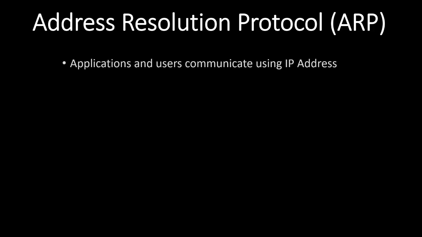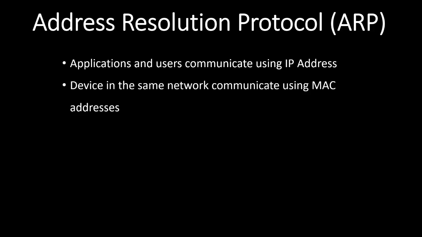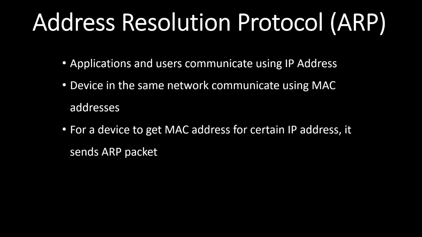So why is this needed? It is needed mainly because applications and users communicate using IP addresses, while devices in the same network communicate using MAC addresses. So there should be a protocol or a way to map IP addresses to MAC addresses in the same network. For a device to get the MAC address for a certain IP address, it sends an ARP packet, as we will see in the coming slide.